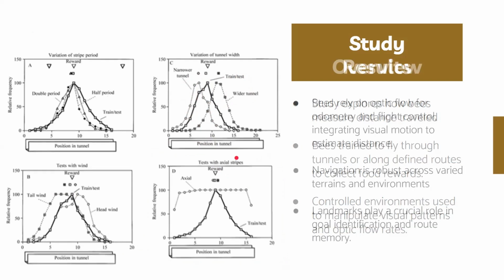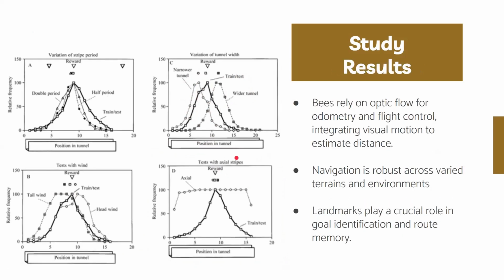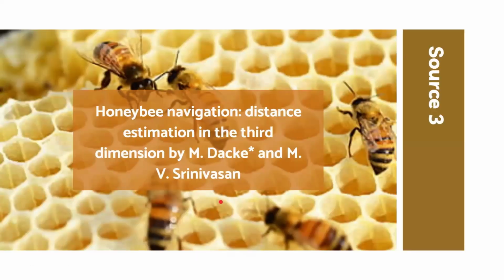Panel D explored how axial stripes, or patterns parallel to the flight path, influence navigation. Bees are failing to accurately estimate distance, resulting in a broader and less distinct positional peak, as you see right here, compared to the other patterns.